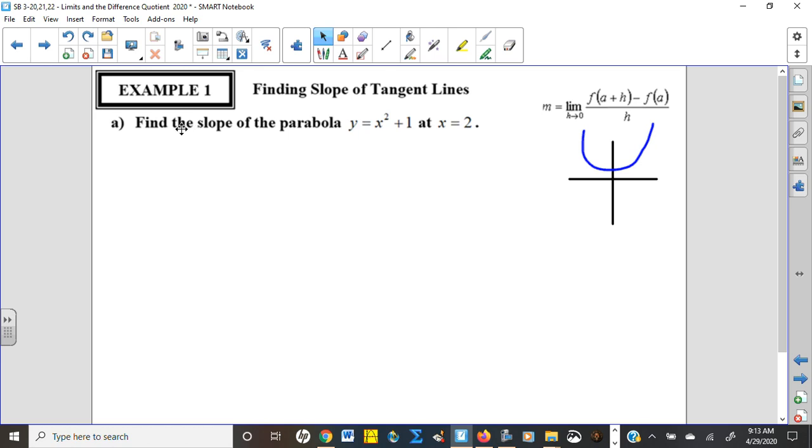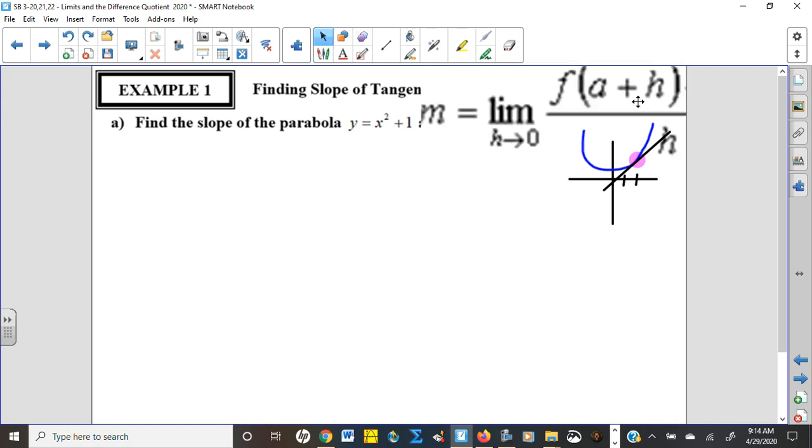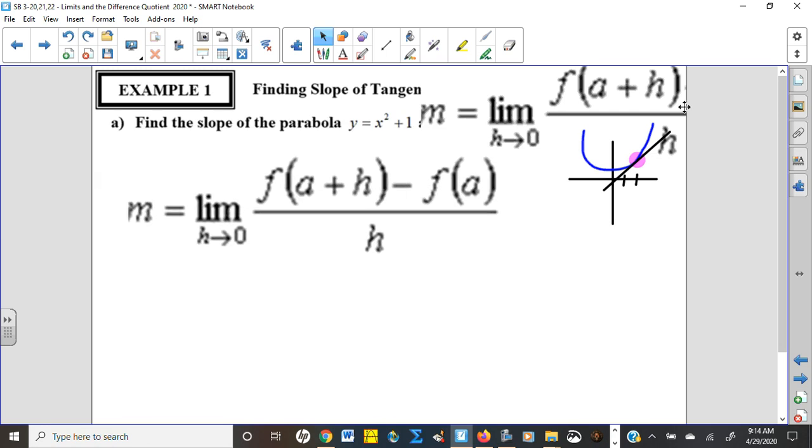Now, they want us to find the slope of the parabola at x equals 2. So this is crazy. This is something you've never been asked to do before. Here's 1, here's 2. So at x equals 2, there's going to be a slope that just hits the graph at exactly 1 point. That's the slope we want. You could not do that with algebra. There's no way, because this is a single point and you can't find the slope. But luckily, we don't need to, because guess what we've got? That's right, we've got the difference quotient. And so that's what we're going to apply.